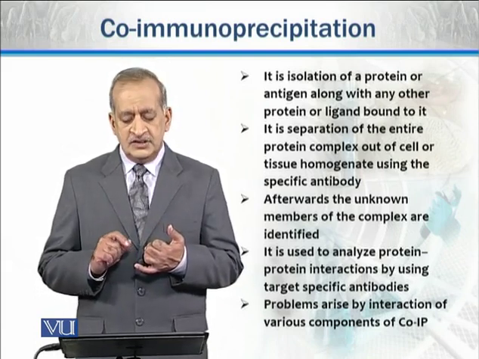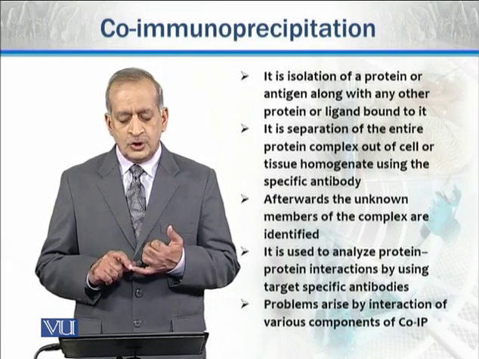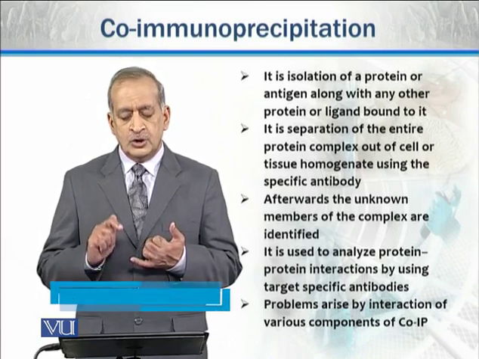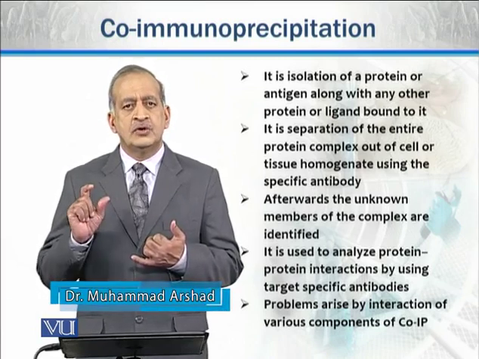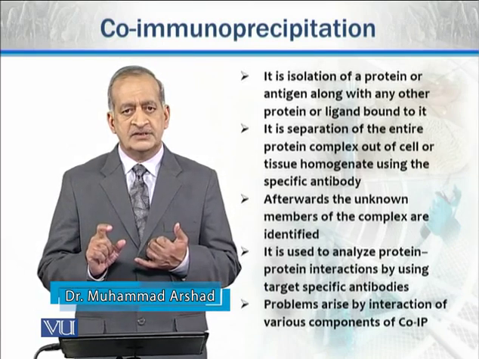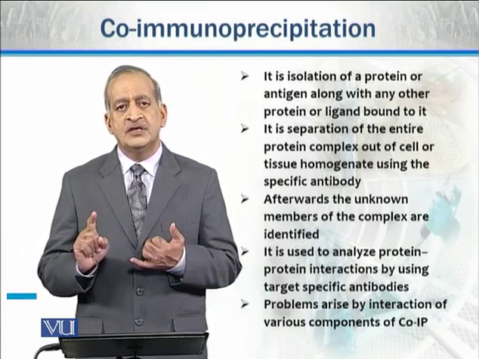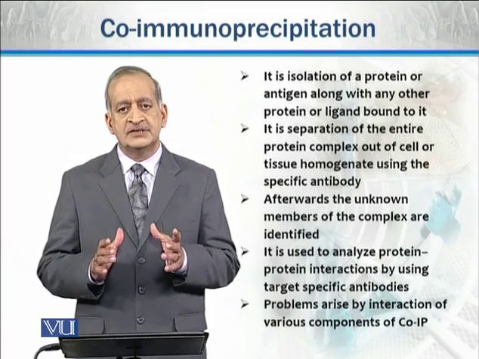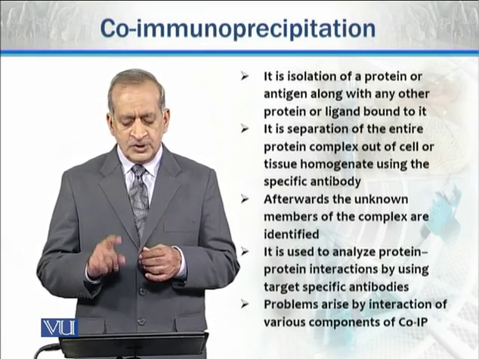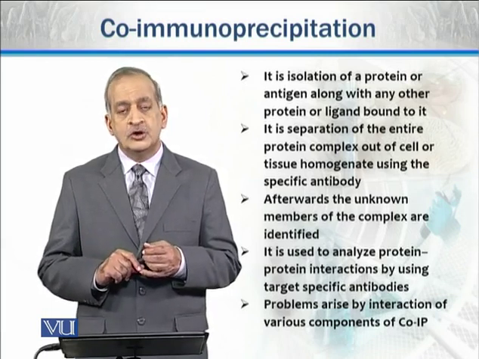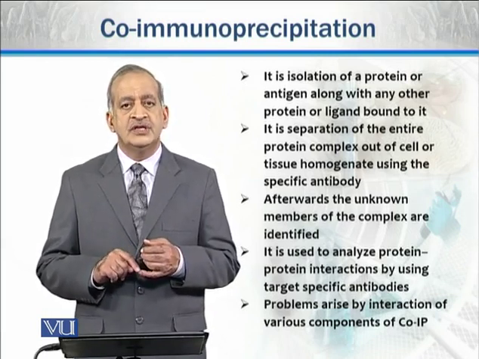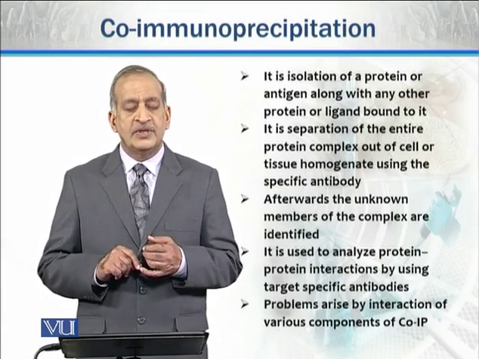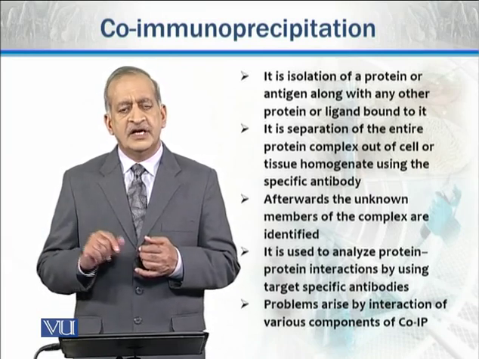co-immunoprecipitation. This co-immunoprecipitation is isolation of a protein or antigen along with any other protein or ligand bound to it. So we separate the whole complex instead of isolating one protein or one antigen at a time. So the whole complex is isolated. So it is separation of the entire protein complex out of a cell or tissue homogenate using a specific antibody. And afterwards, the unknown members of the complexes are further identified and characterized.